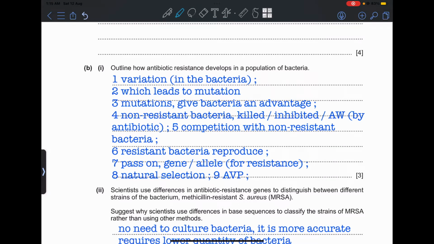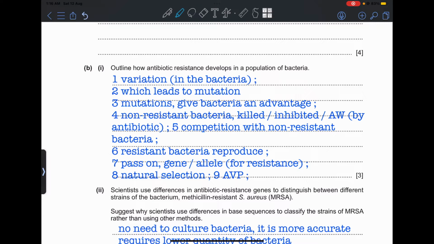B I, outline how antibiotic resistance develops in a population of bacteria. First of all, there is variation in the bacteria, and this will cause mutation so that the bacteria can adapt to the environment. Mutations give bacteria an advantage. Non-resistant bacteria are killed. So the bacteria basically mutate so that they can survive. And of course, this mutation will spread to other generations of bacteria, because only the resistant bacteria actually reproduce. So the mutation will pass on to future generations of the bacteria.